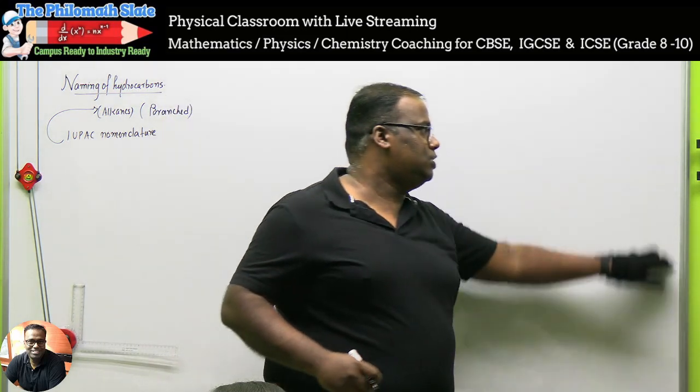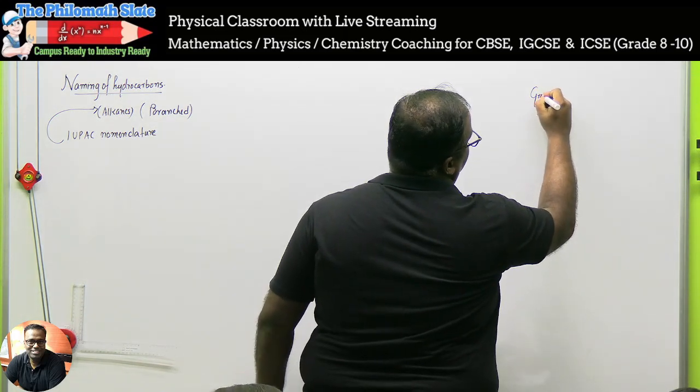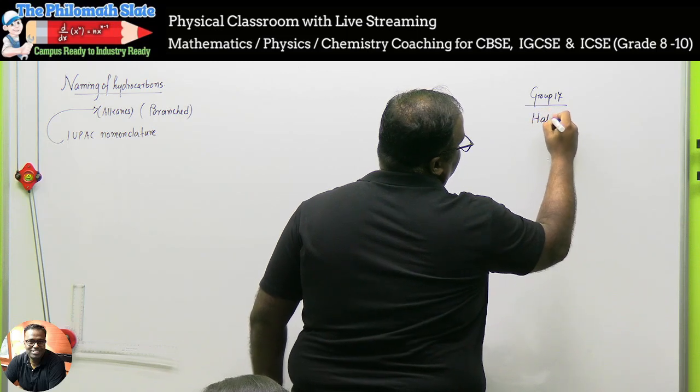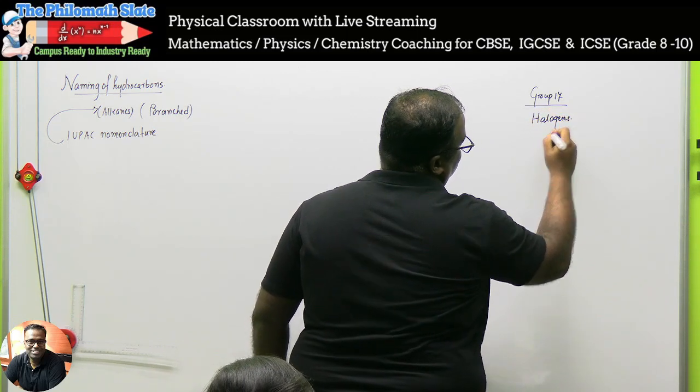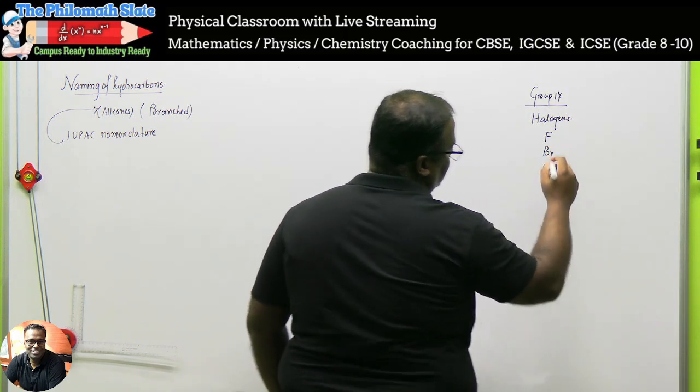Before understanding this branching, maybe let's go back to group 17. Now, this group will be haunting you a lot in this chapter. Group 17 is known for its halogens. What do we have there? Fluorine, bromine, chlorine, and up to iodine.